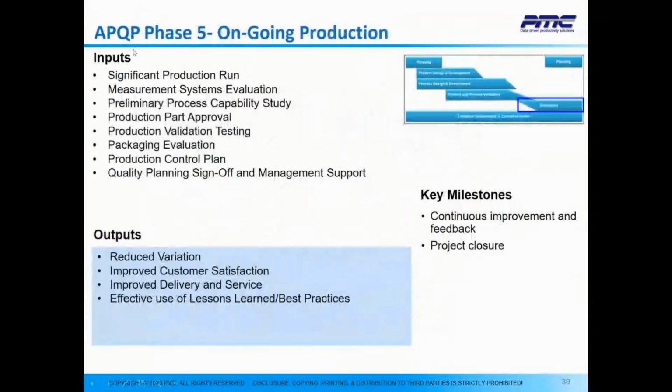Okay, APQP phase 5, ongoing production. The key outputs in this phase are reduced variation, improved customer satisfaction, improved delivery and service, and finally, effective use of lessons learned or best practices. The key milestones we expect are continuous improvement in feedback and project closure.